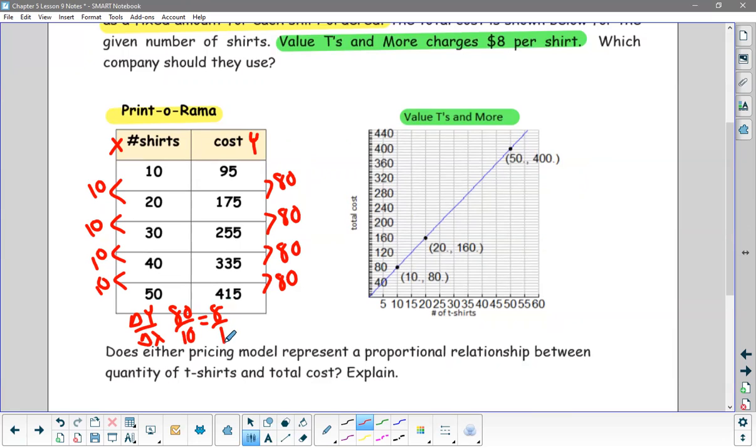All right, well, that's cool. It has a constant rate of change. Does that mean it's proportional? Not necessarily. There's one other thing we have to do. I'll pick a different color for it. We have to see if it goes through the origin. And the origin is 0, 0.